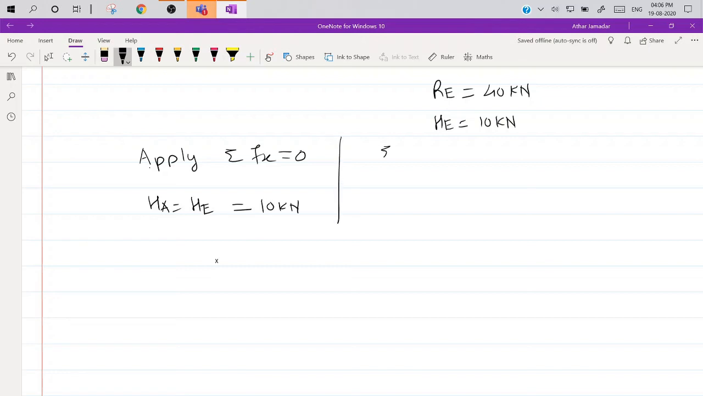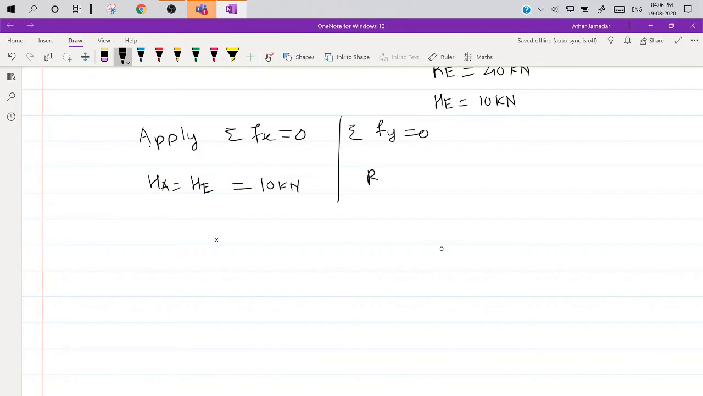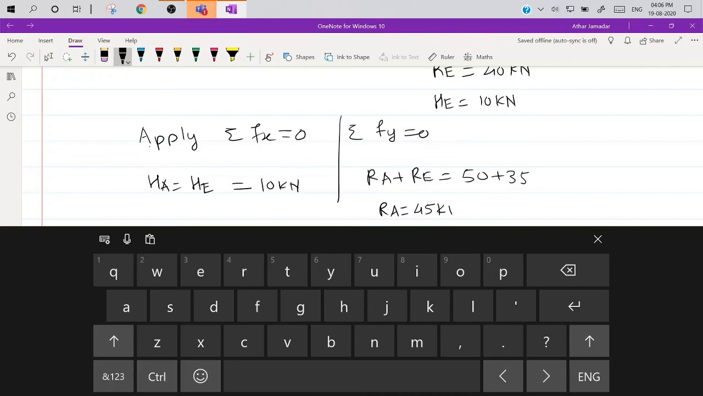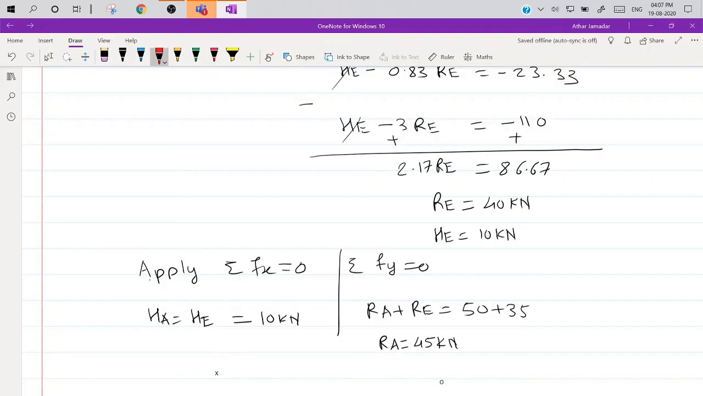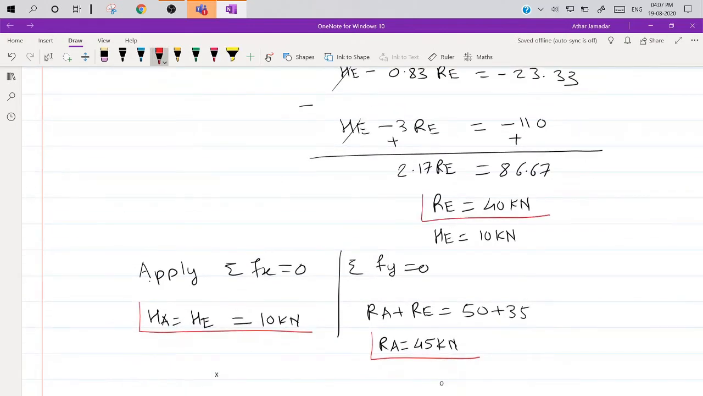And if we apply summation of Fy is equal to 0, then Ra plus Re is equal to 50 plus 35, which will give us the value of Ra is equal to 45 kilonewton. So finally we are having these answers: Ha is equal to 10 kilonewton, Ra is equal to 45 kilonewton, Re is equal to 40 kilonewton, and He is equal to again 10 kilonewton.